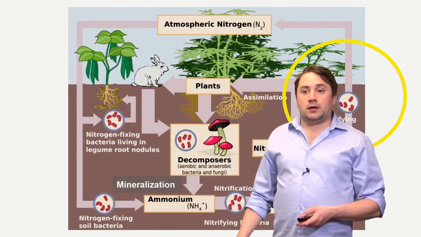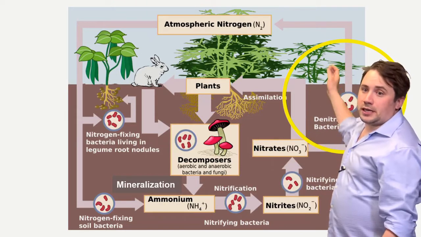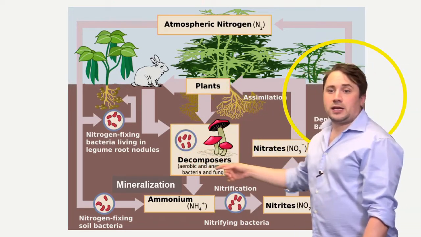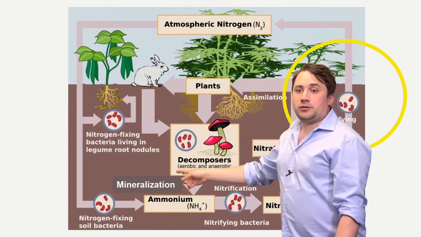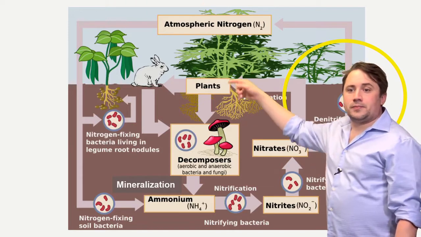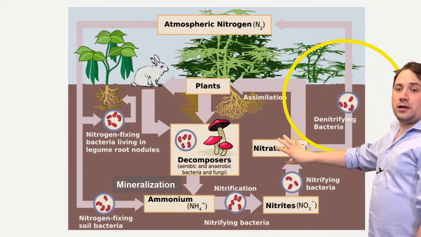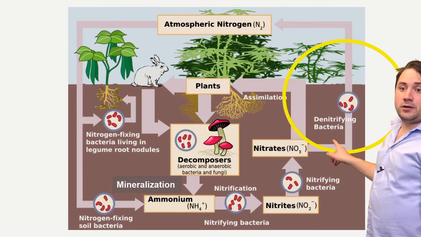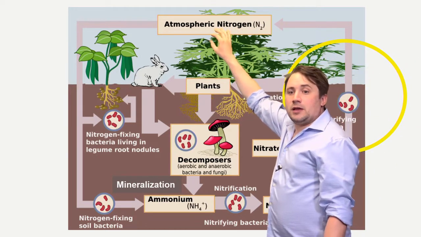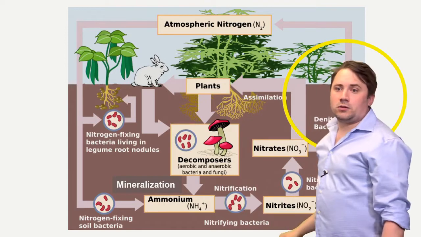So if we take a look at this broad nitrogen cycle again, we have this internal biological cycling going on: assimilation, mineralization, nitrification, more assimilation, round and round. And we have this off-ramp here by which denitrifiers return nitrogen to the atmosphere and begin the whole nitrogen cycle over again.